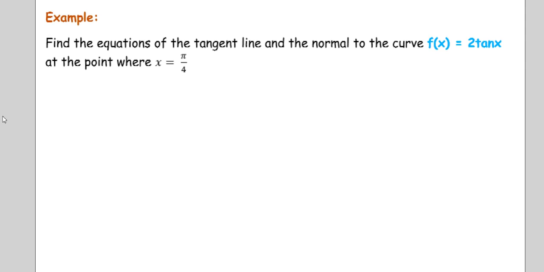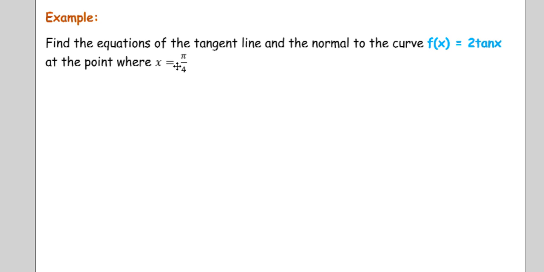So, first of all, we'll just do probably the top one for now. Find the equations of the tangent line and the normal to the curve of f(x) equals 2 tan x, at the point where x equals pi over 4. Finding a tangent line. So what we've got to do first of all is, they've given us an x coordinate of the tangent.